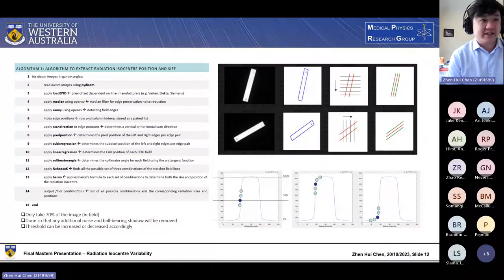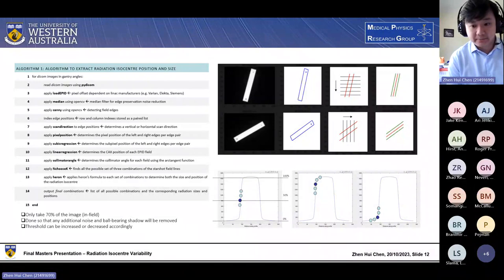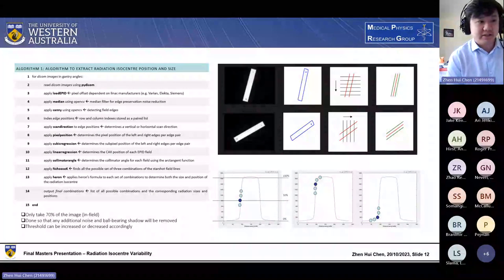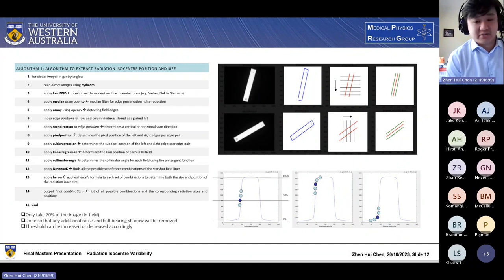And this pixel offset is available for Elekta, Varian, and Siemens. So the code that I wrote can effectively handle data from all three manufacturers, which is great. And when I extracted the data, a median filter is applied for edge preserving noise reduction. I used a median filter and not a Gaussian filter, because the Gaussian smooths and it destroys edges. And usually for these DICOM images, I just want to remove salt and pepper noise.